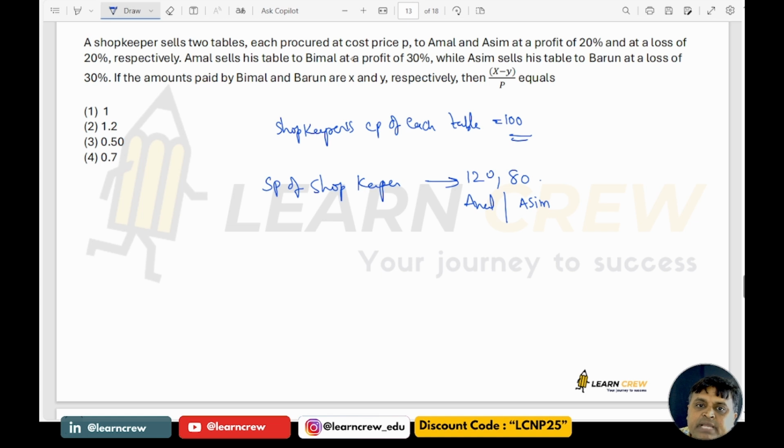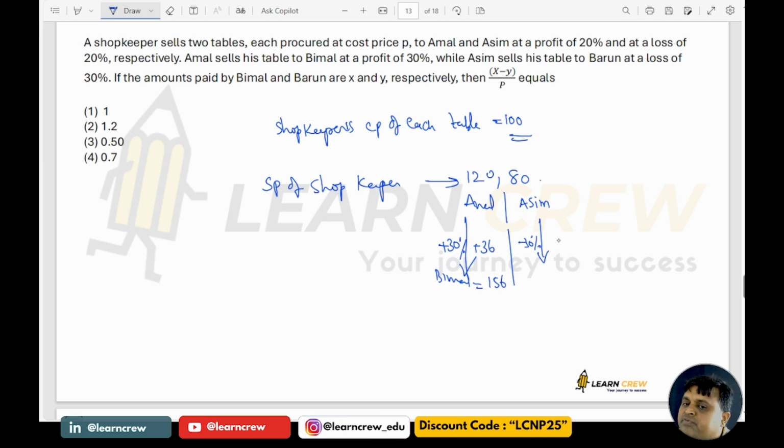Amal sells his table to Bimal at a profit of 30%. Amal sells to Bimal on 120, 30% is 36. Thereby Bimal's cost price is how much? 120 plus 36, 156. Similarly, Asim sells his table to Barun at a loss of 30%.